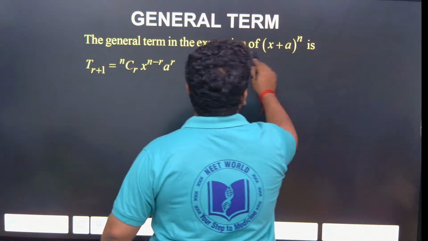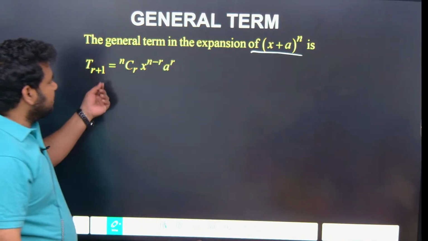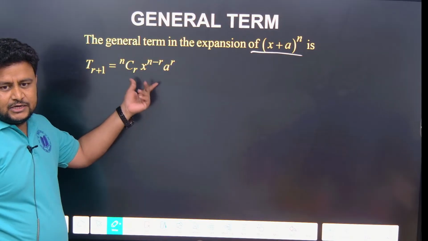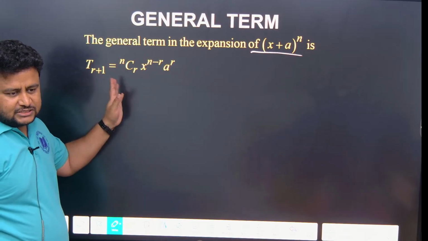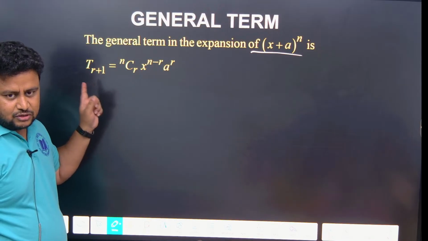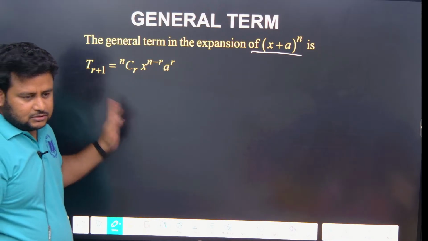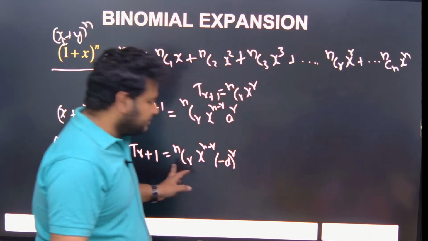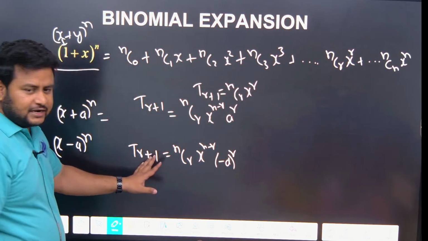So that is what I told you. The general term in this equation is t(r+1) = nCr x power n minus r into a^r. Whatever I ask you to note down is enough. No need to go through the material and waste time. Whatever I ask you to note down, that you have to revise. So, clear with this one? If they give anything, you will be able to write the general term.